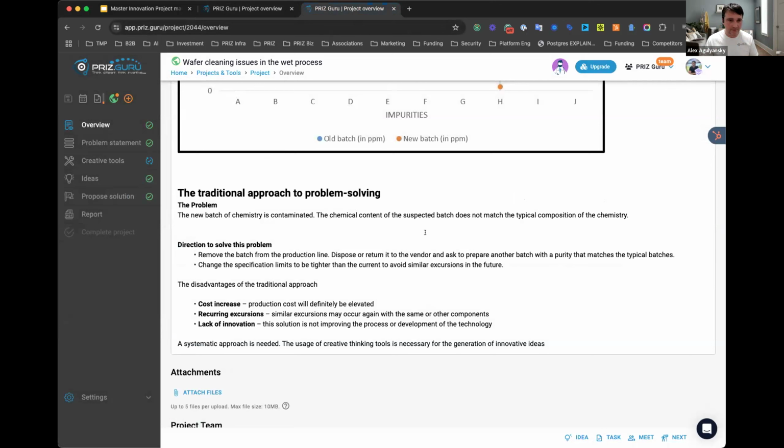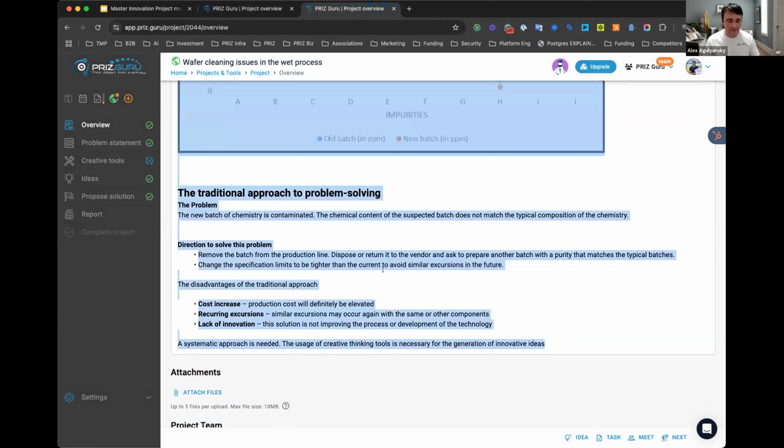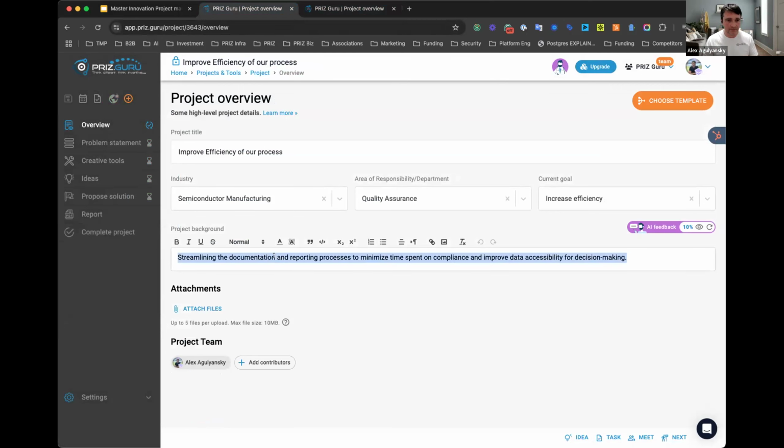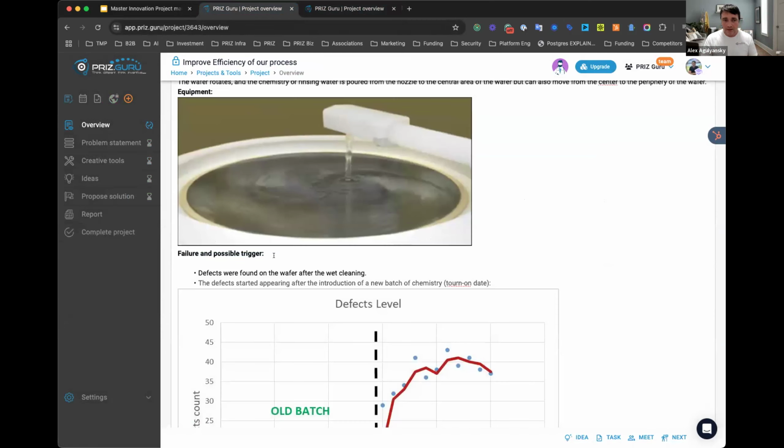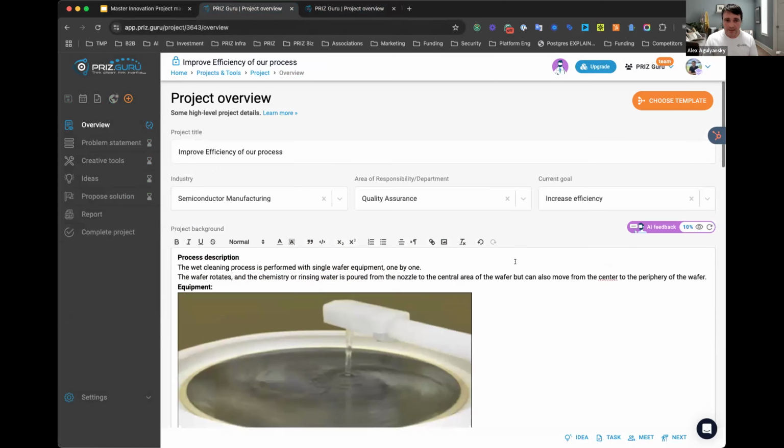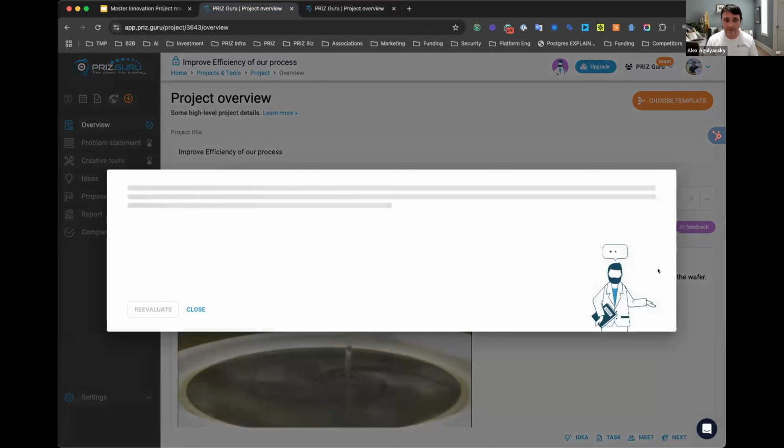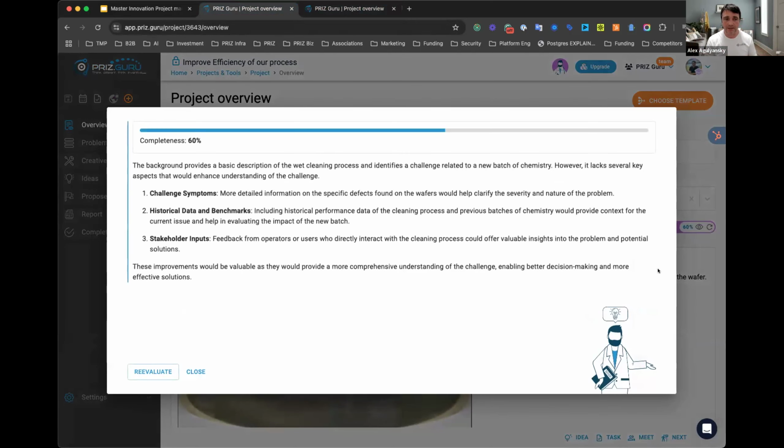Just for the sake of time, I'll just copy one of our existing projects in here. It's a real case study from the past, and we can run this evaluation again and see how the system reacts to that. So now it gave a completely different completeness percentage. It's still not perfect. We usually try to push people towards 75%.